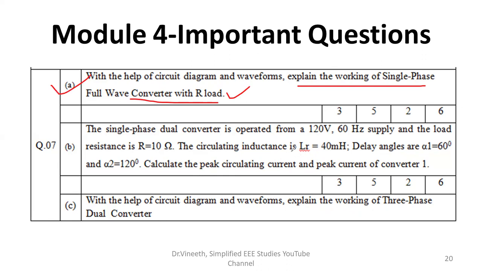Then numerical examples related to dual converter. You should know the formula V_DC1, V_DC2. What is the sum of alpha 1 plus alpha 2? Okay. Calculate the peak circulating current and the peak current of converter 1.